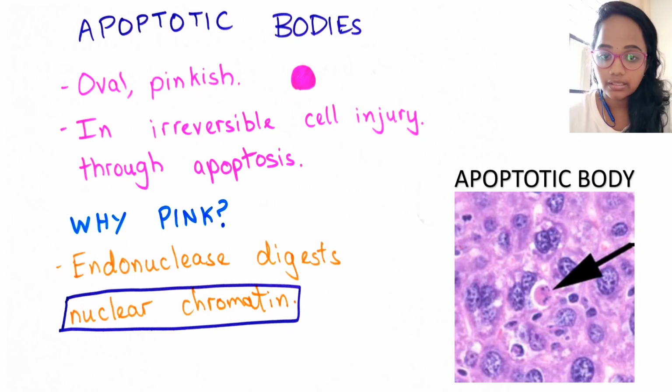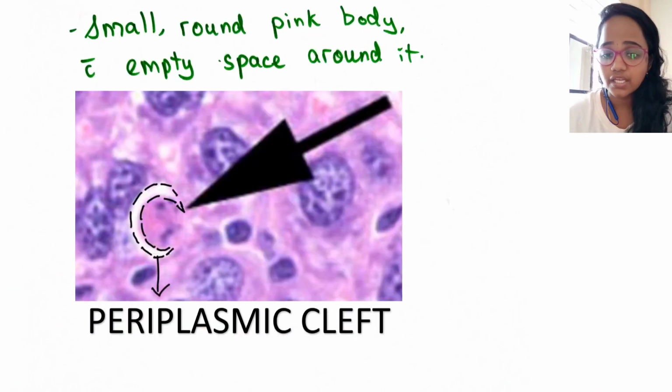Normally in a cell, the cytoplasm stains pink and the nucleus stains blue. Correct. So in apoptosis, because of the endonuclease enzyme, the DNA material gets dissolved, so the cell will be pinkish in color. In the slide, the apoptotic cells look small in size. Around that cell there is some cleft seen.